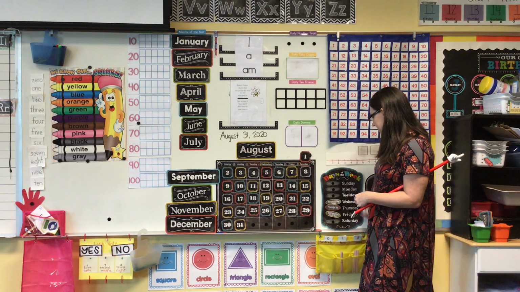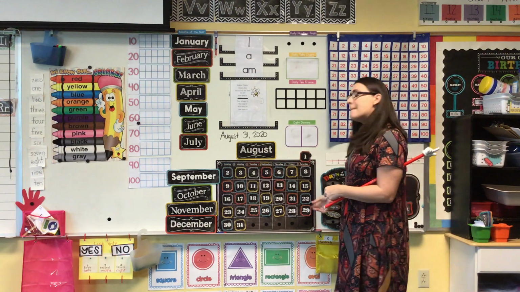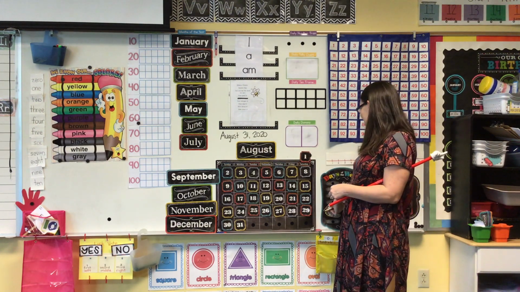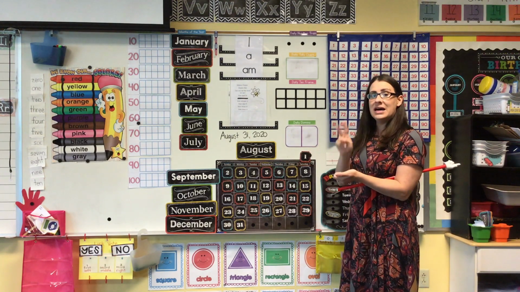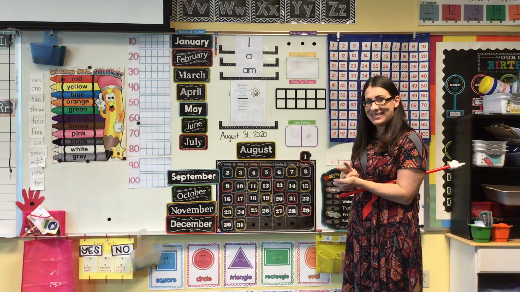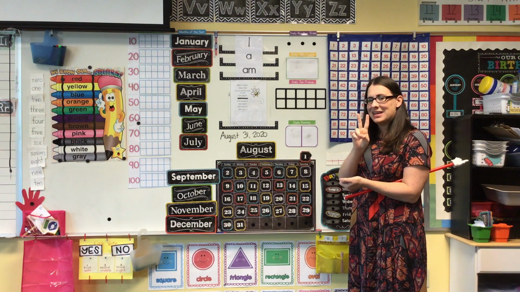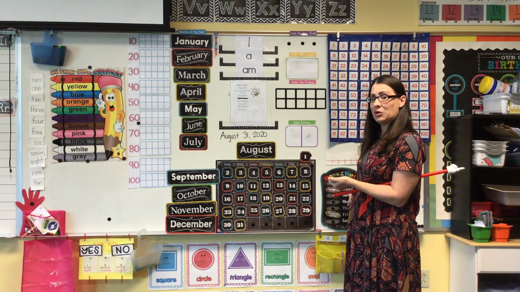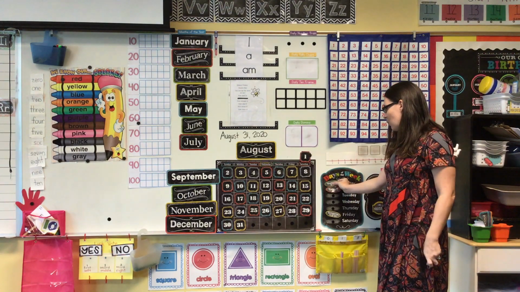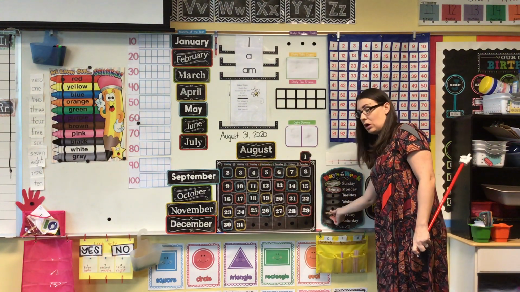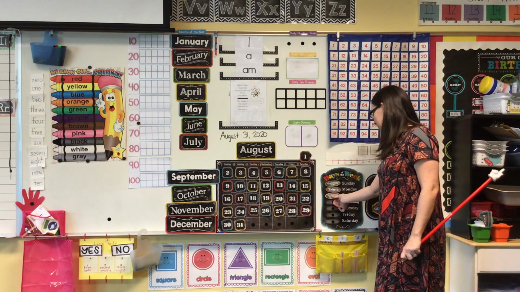The day of the week today is Monday. Can you clap that with me to see how many syllables are in that word? Are you ready? Monday. How many did you get? You should have clapped 2 times because there are 2 word parts in the word Monday. Now, if today is Monday, that means that yesterday was Sunday and tomorrow will be Tuesday.